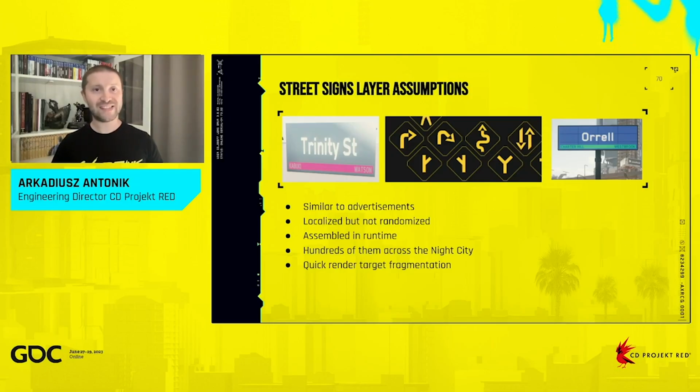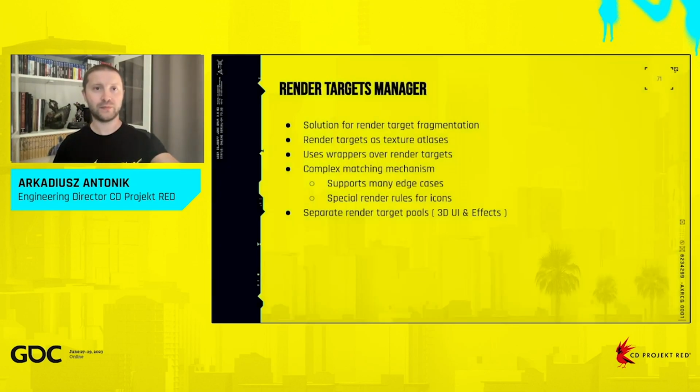Street signs were assembled at runtime based on information from the world about their locations. The whole dynamism of advertisements and street signs results in very quick render target fragmentation. And because of that, we introduced the Render Target Manager. It was our solution for render target fragmentation. We could use different techniques for drawing UI to specific LODs and preserve part of memory for a specific LOD level.